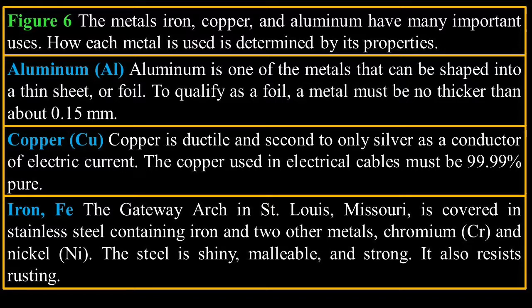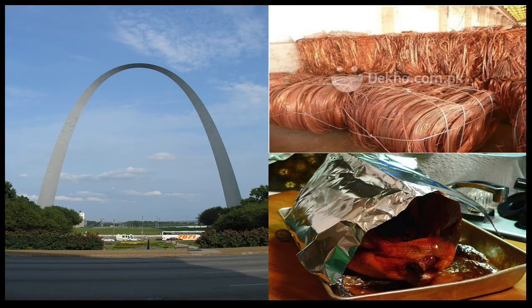Iron. The Gateway Arch in St. Louis, Missouri is covered in stainless steel containing iron and 2 other metals, chromium and nickel. The steel is shiny, malleable, and strong. It also resists rusting because it's stainless steel. There's the Gateway Arch in St. Louis. There's some copper in the upper right, and there is some aluminum cooking what looks to be a turkey.